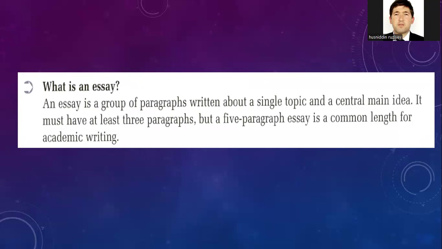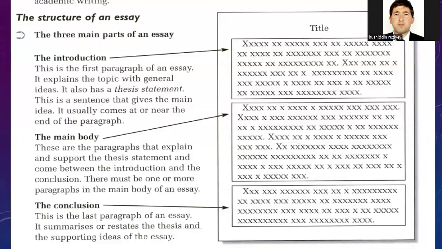A paragraph is a group of sentences about one single topic. It consists of 5 or 10 sentences, and an essay consists of paragraphs. If you want to write a perfect essay, of course, you should know the structure of the paragraph. Here you can see the structure of an essay. Any type of essay consists of three main parts. The first one is the introduction, the second one is the body paragraph, and the last one is the conclusion.